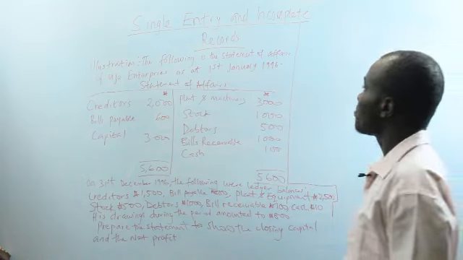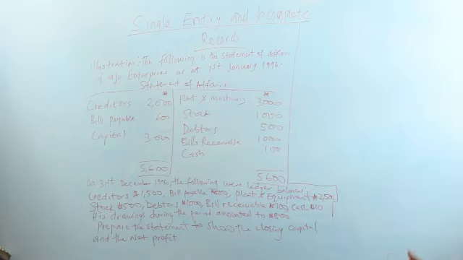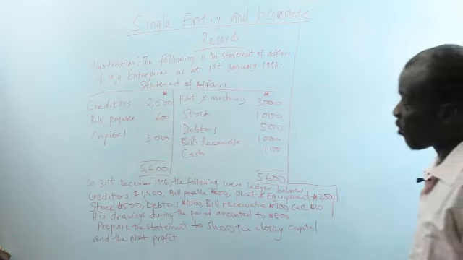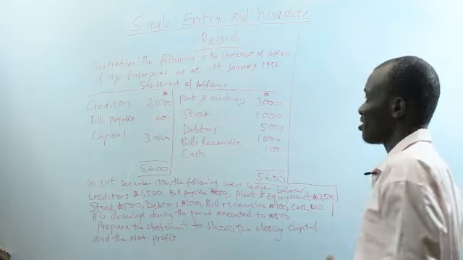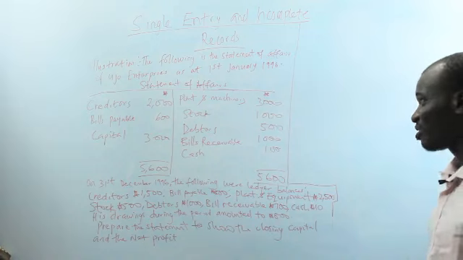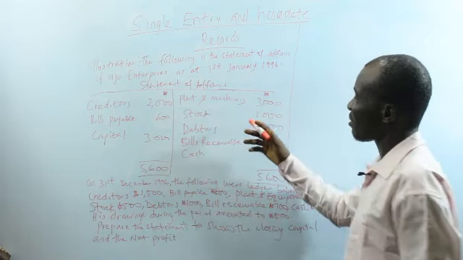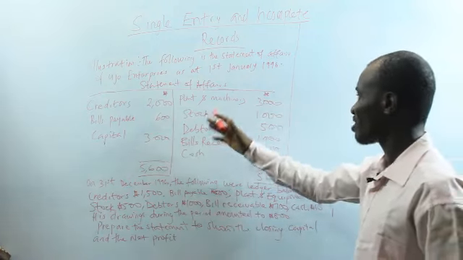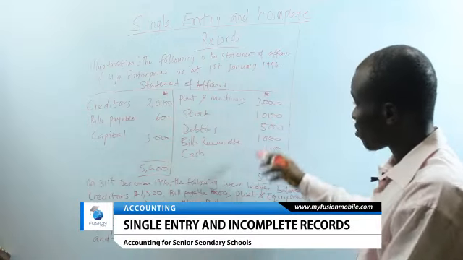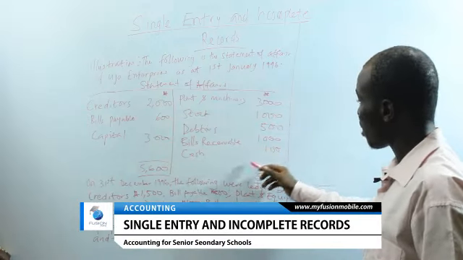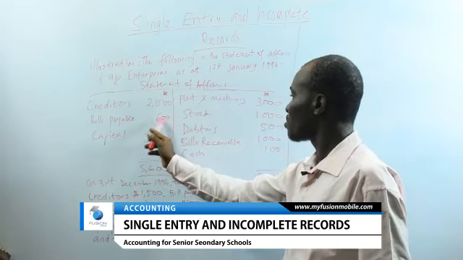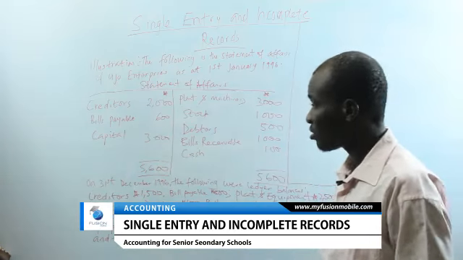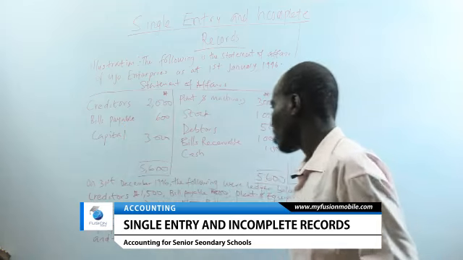The following is the statement of affairs of Ujo Enterprises as at 1st January 1996. We have the statement of affairs as at 1st January 1996. We have the plant and machinery 3,000, stock. This is just our balance sheet. So we have the stock 1,000, debtors, bills receivable, we have the cash, then that gives us 5,600. So we have the creditors, we have the bills payable 600, then we have the capital 3,000. So this is the opening capital.